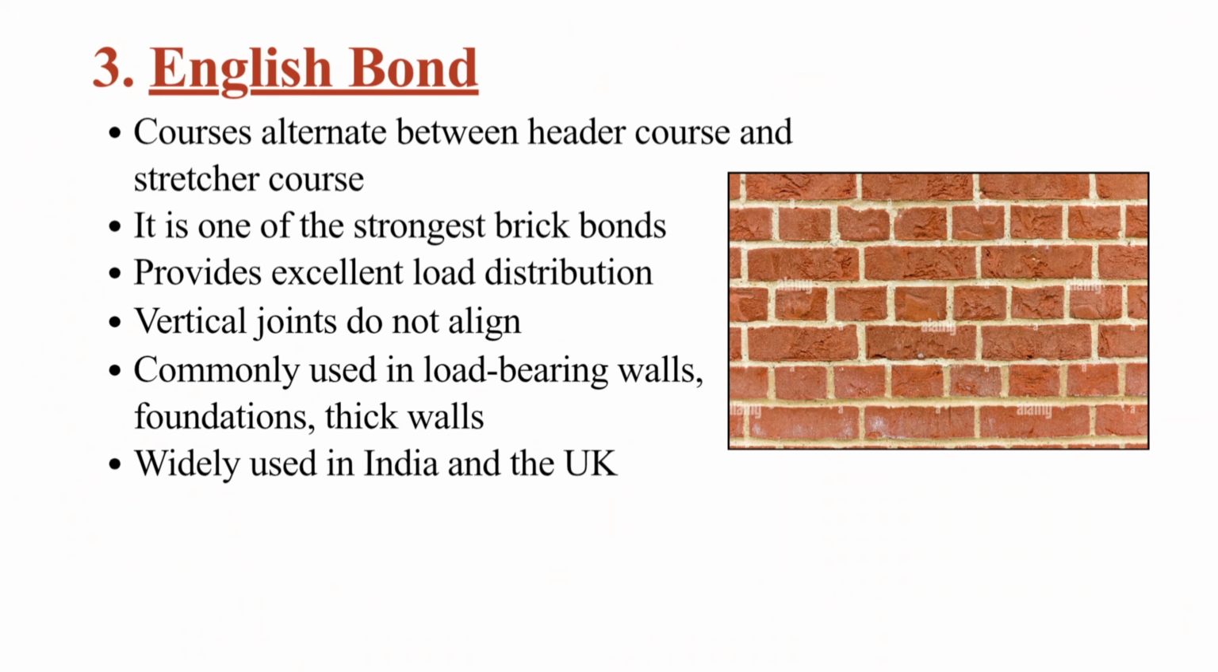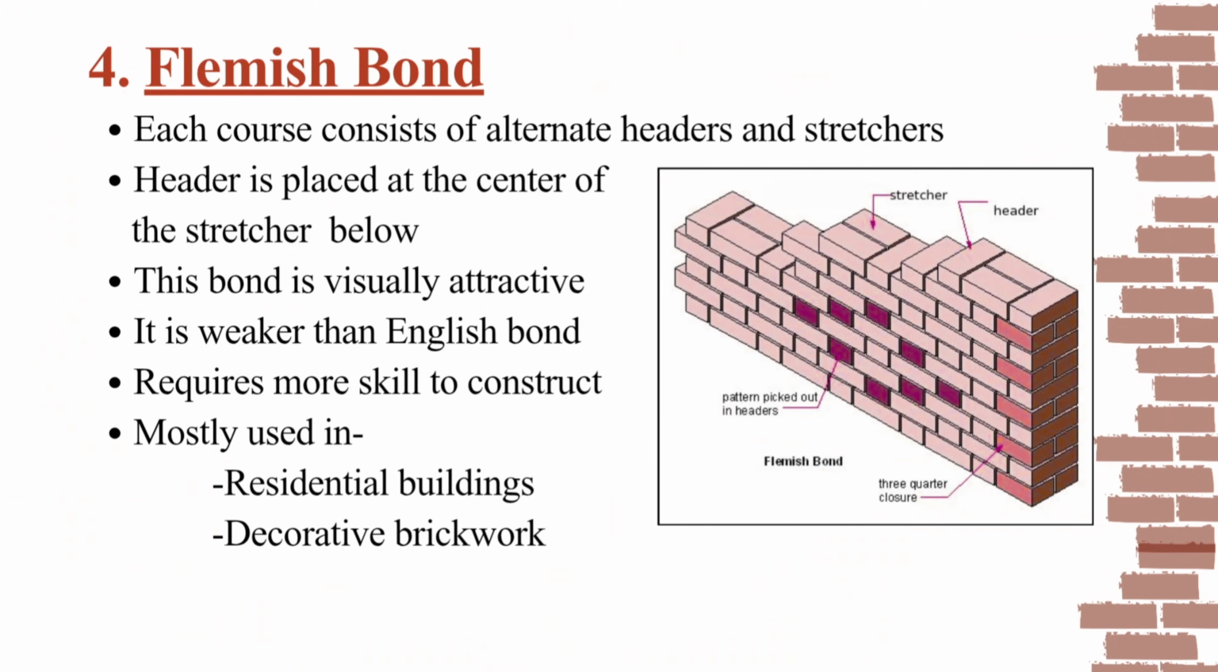Now we'll move towards the next type of bond, that is the Flemish bond. In this type of bond, each course consists of alternate headers and stretchers. The header is placed at the center of the stretcher below. This bond is visually attractive but weaker than the English bond. It requires more skilled labor to construct. It is mostly used in residential buildings and decorative brickwork. Here in the image we can clearly see what the Flemish bond means. So this is all about the Flemish bond.